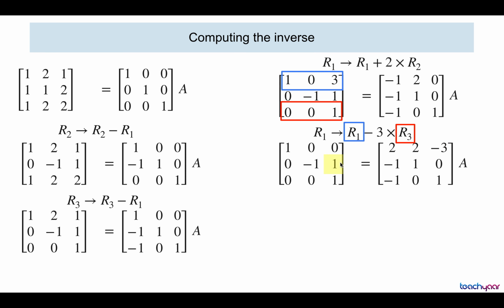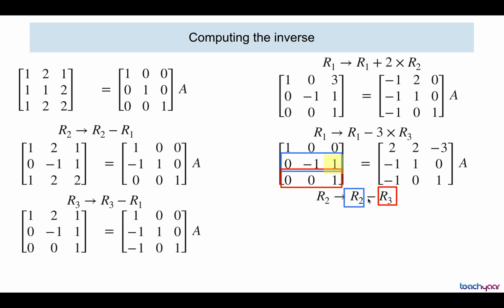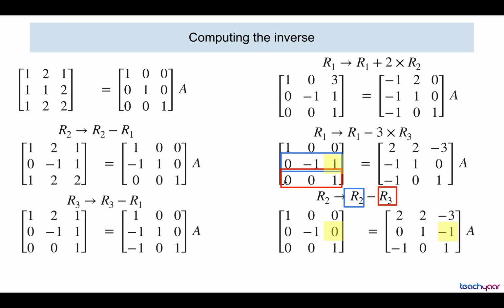Now you need to zero out this term. Now it's very simple, as you already know from the previous step. You just do it with R3. So you do R2 is R2 minus R3. So R2 becomes 0 minus 0 is 0, minus 1 minus 0 is minus 1, and 1 minus 1 is 0. And on this side, minus 1 minus minus 1, so that becomes 0. 1 minus 0 is 1, and 0 minus 1 is minus 1. And you can see now that all the off-diagonal elements have become 0.